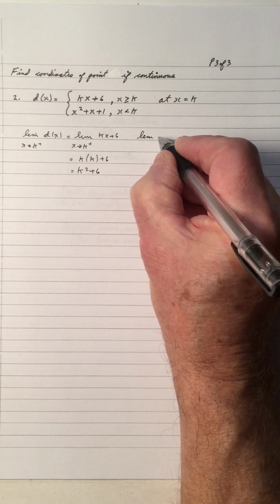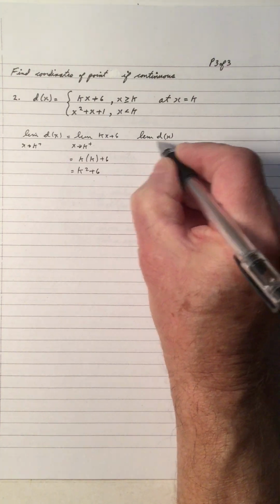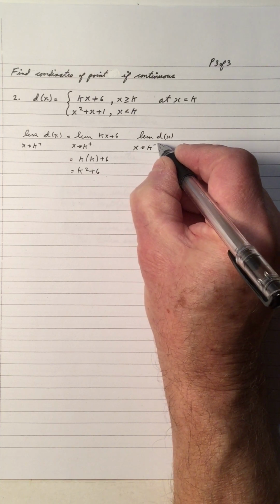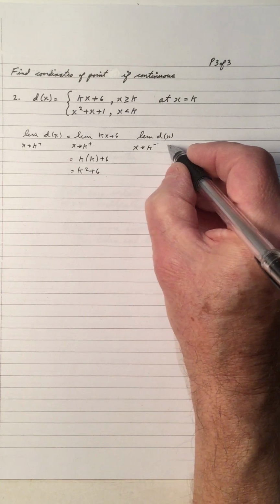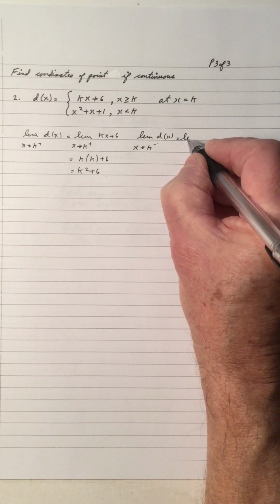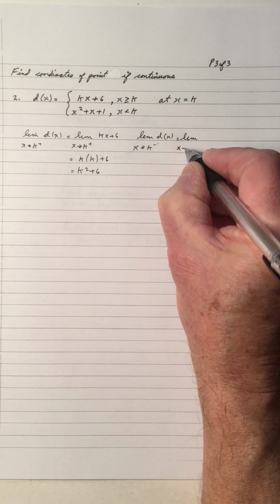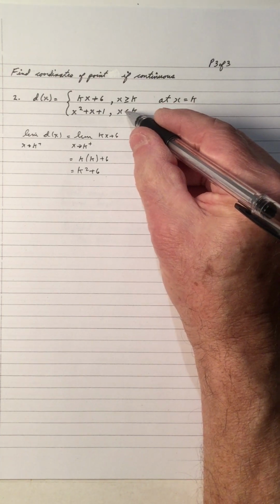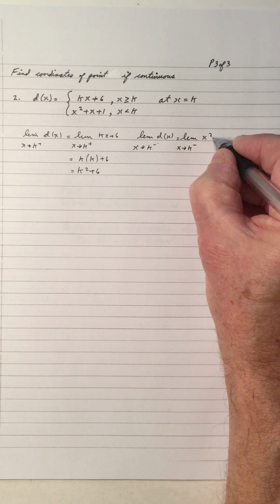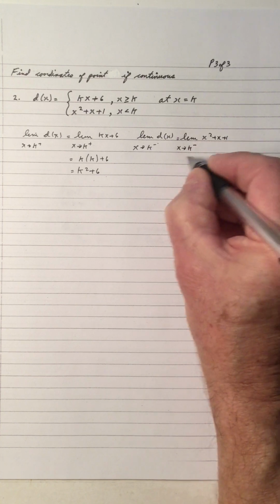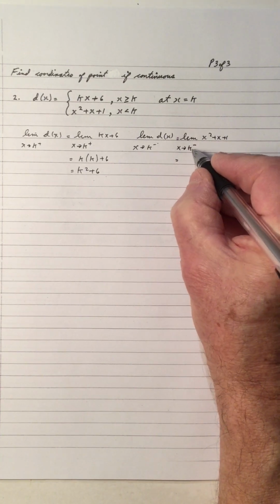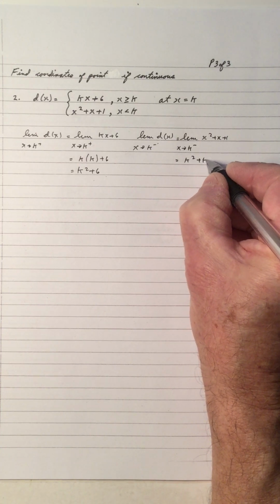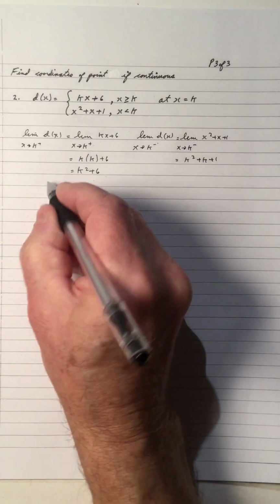We need the limit on the left to equal the limit on the right. So let's look at as x approaches k on the negative side, which is less than. So we have x squared plus x plus 1. We put k in the place of x, so we get k squared plus k plus 1.